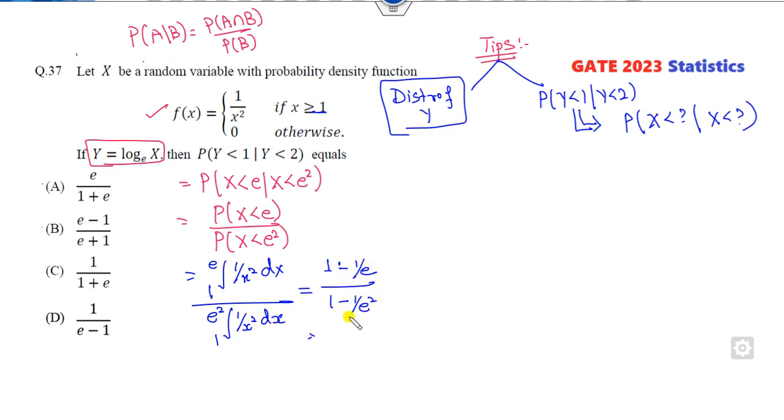Now clearly you can write the denominator as (a plus b)(a minus b), which is 1 over here. So you can write it as e over e plus 1 is the right answer. This is the first method.